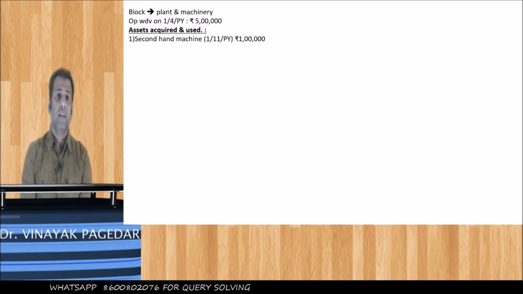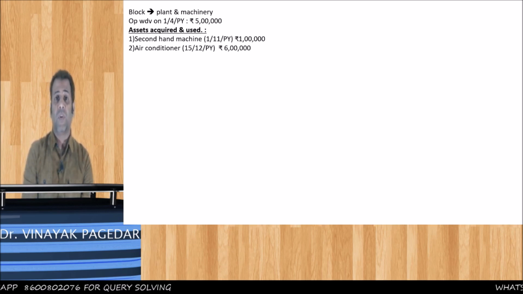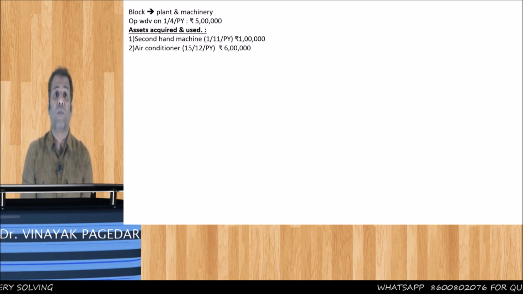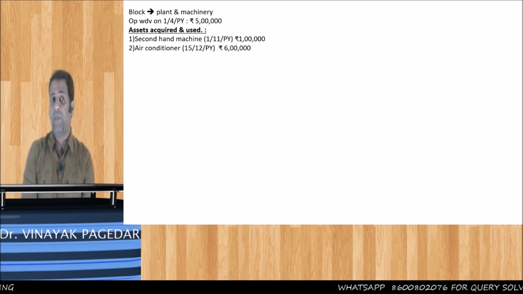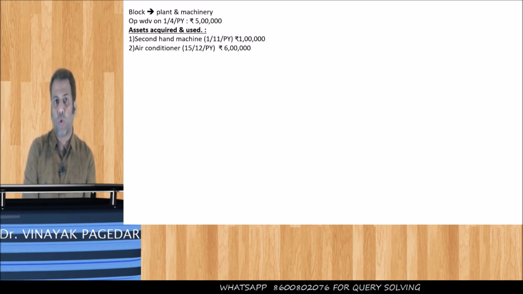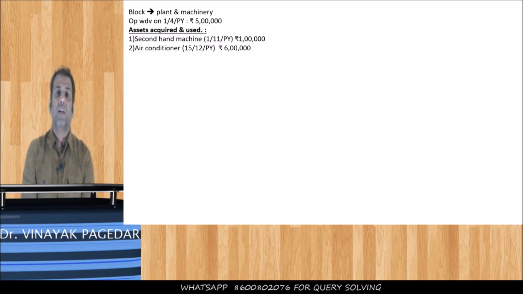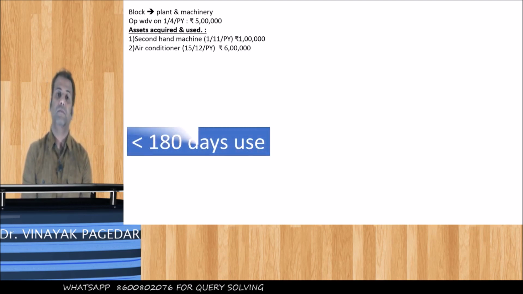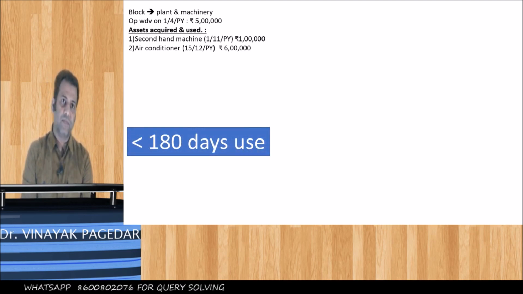Okay. The next is air conditioner. We acquired an air conditioner and started using it in our business from 15th of December of the PY, 15th December 2019. Again, it is on or after 5th of October, after the 5th of October. So the 6 lakhs also qualifies for half the normal depreciation, less than 180 days use.